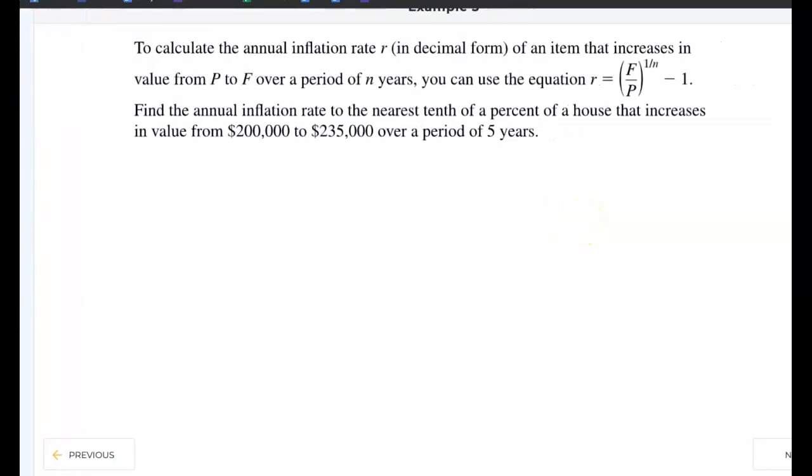Okay, the last example I have for you. To calculate the annual inflation rate R, in decimal form, of an item that increases in value from P to F over a period of n years, you can use the equation R equals that, minus 1. Find the annual inflation rate to the nearest 0.1% of a house that increases in value from 200,000 to 235,000 over 5 years.